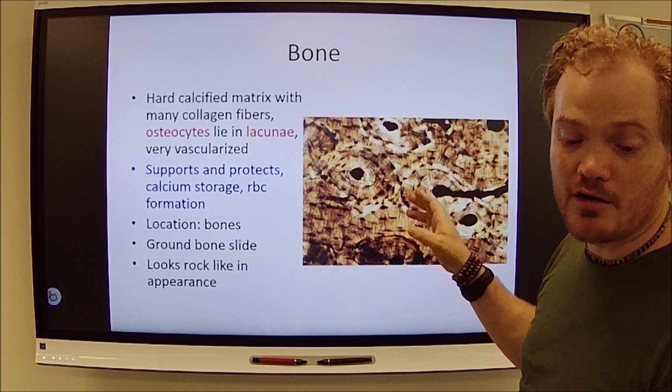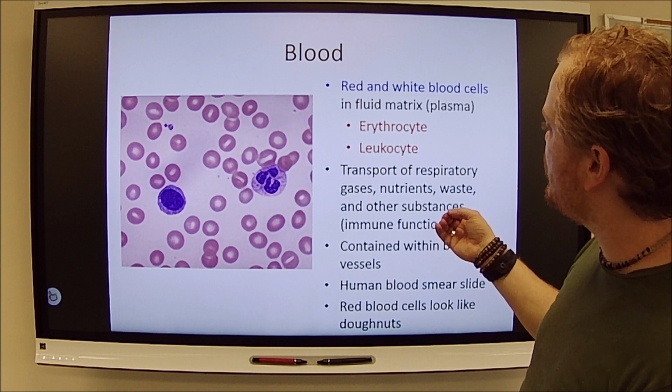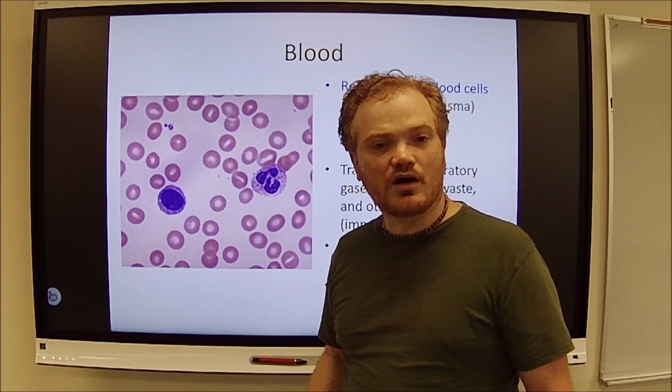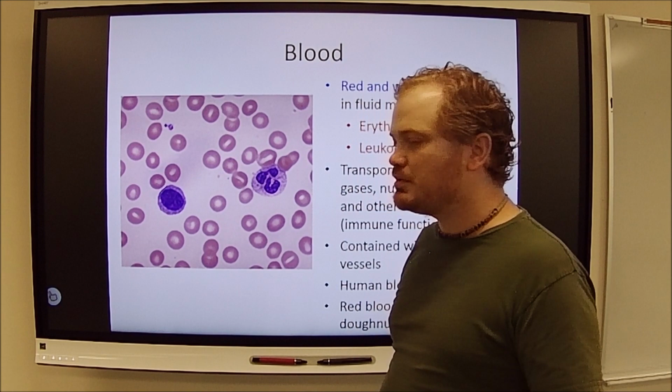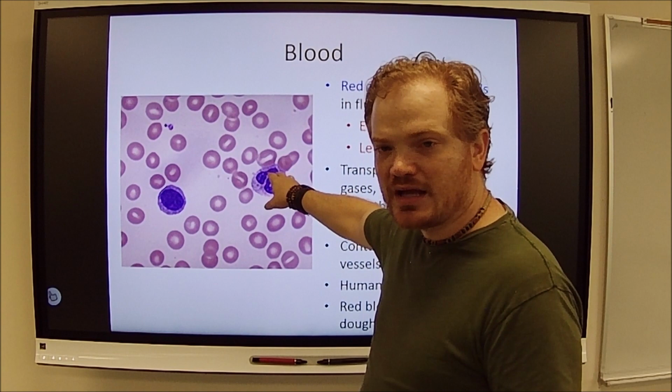So in the realm of blood, there are two types of cells that I want you to be familiar with. These purple ones are called white blood cells, or leukocytes, and the red pink ones there are red blood cells, or erythrocytes. Erythrocytes and leukocytes, white blood cells function in protection, red blood cells carry oxygen.